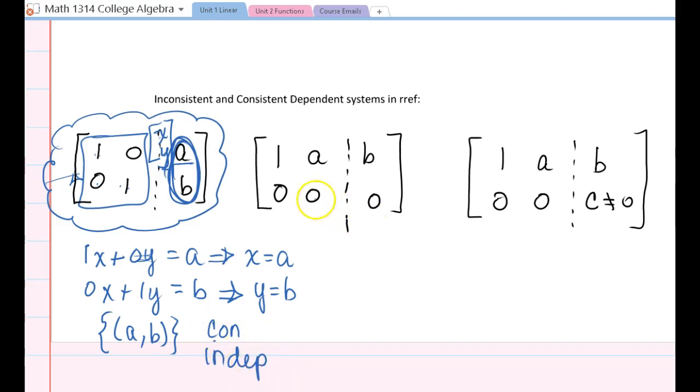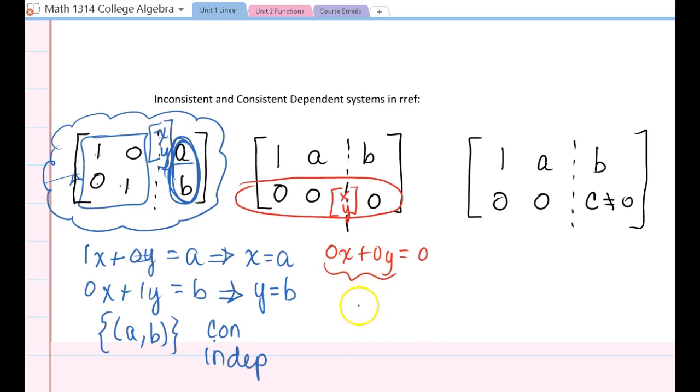When we look at the one in the middle, again, we see this is something unique. We get zeros all the way across, and again, if we were going to multiply it times our x and our y, that would be 0x plus 0y is equal to 0. And if we add these two, we end up with 0 is equal to 0. And we can see that this is a consistent and dependent system.